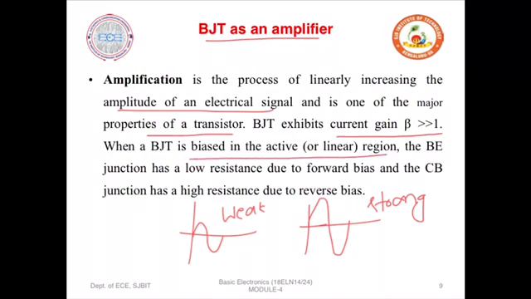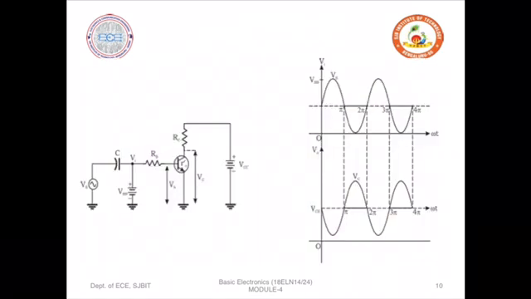And a BJT, as we came across in the characteristics just now, when biased in the active or linear region, has more current. The current conduction takes place because the BE junction has a low resistance since it is forward biased, and the CB junction has a high resistance due to reverse biasing. The carriers move from the emitter towards the collector, due to which there is current conduction, and the collector current IC is almost equal to IE. That region of conduction we call the active or linear region.